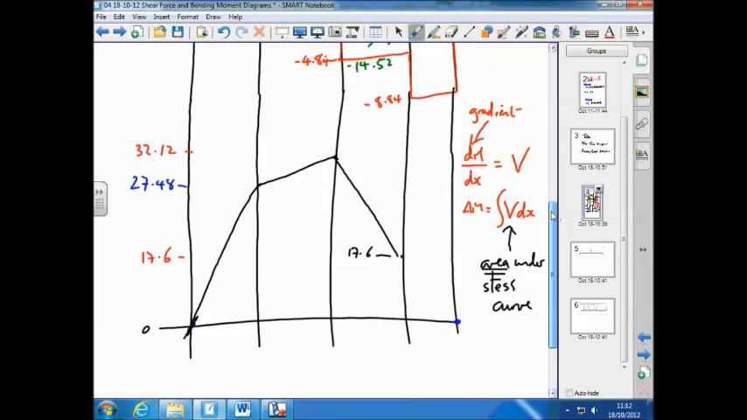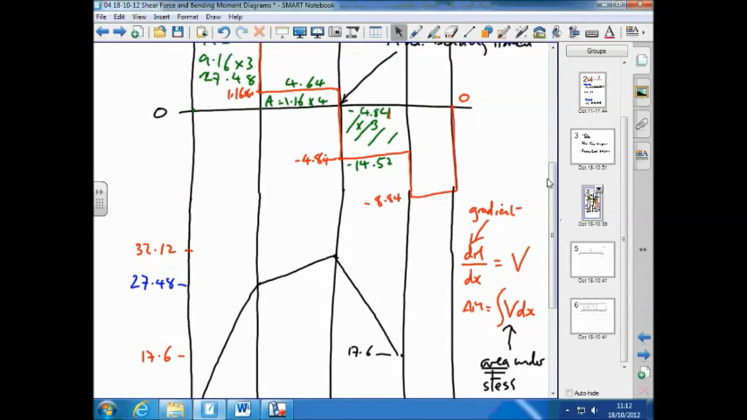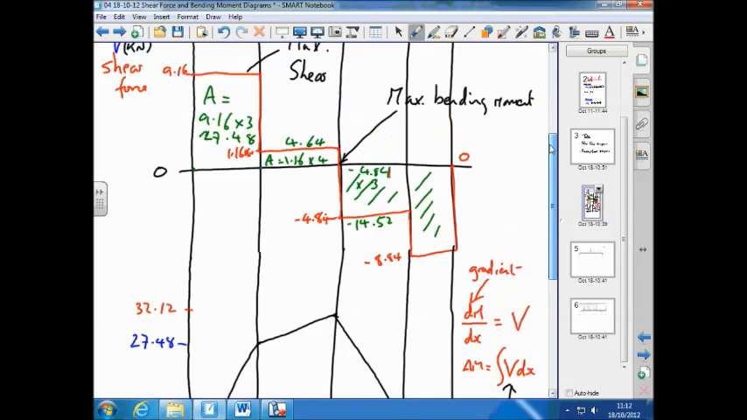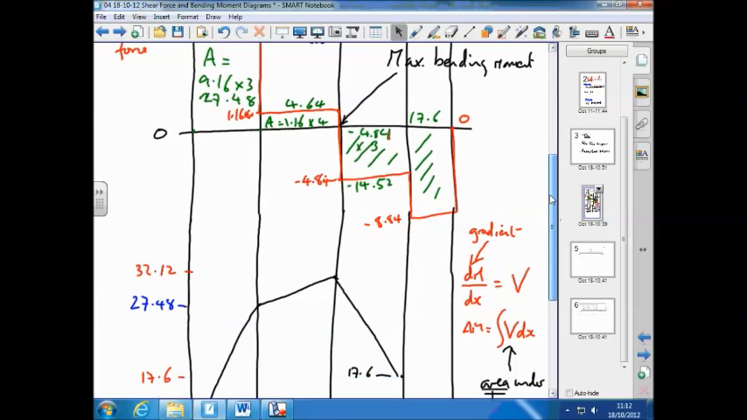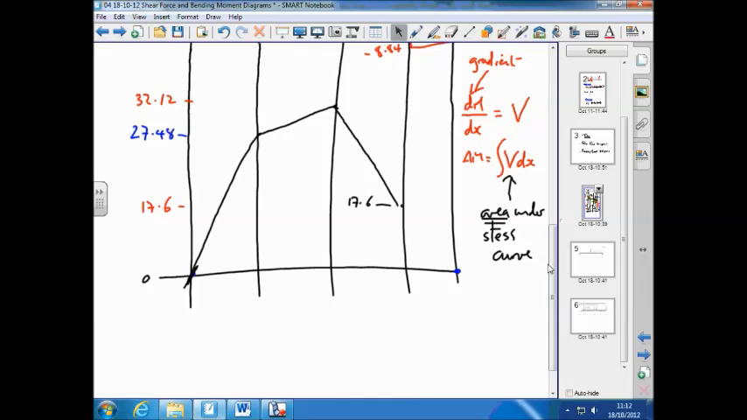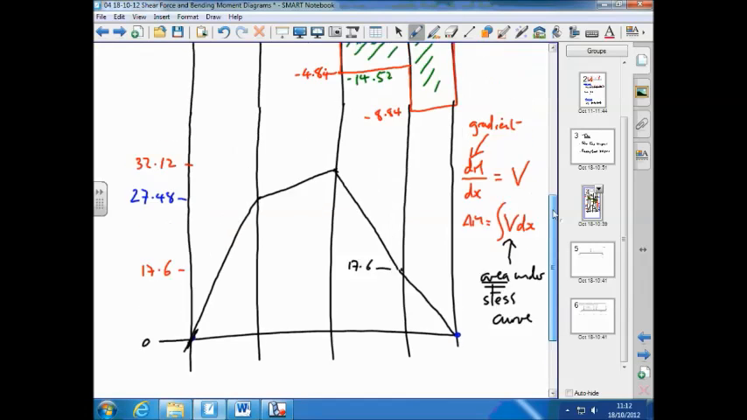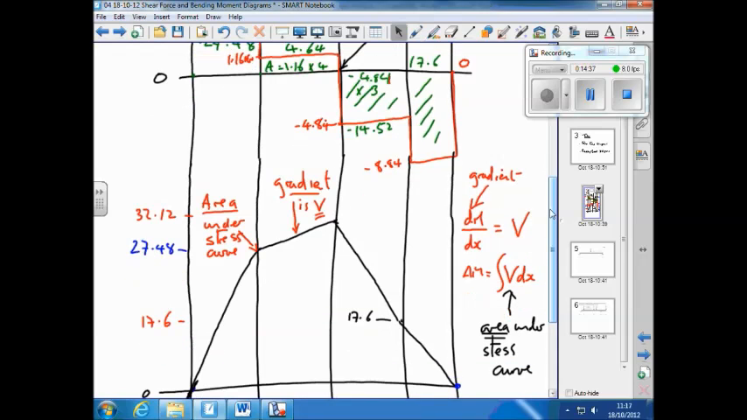And then, finally, this area underneath here, 8.84 times 2, and hopefully within a bit, because of course we're rounding as we go along, means the moment reduces by 17.6, and lo and behold, I end up back at 0 again. And again, the gradient is minus 8.84. Note the bending moment at this point coincides with the 0 here where it cuts to.